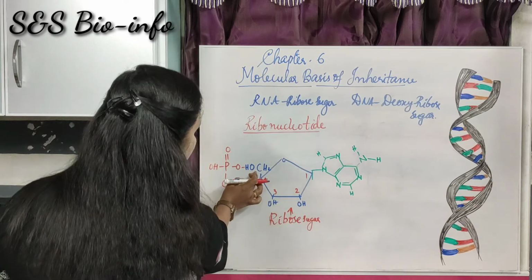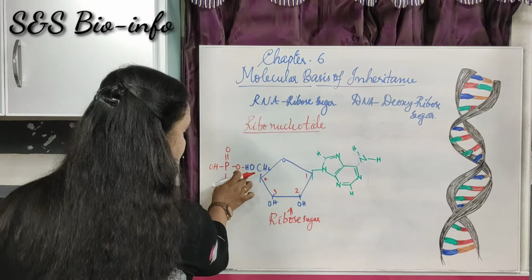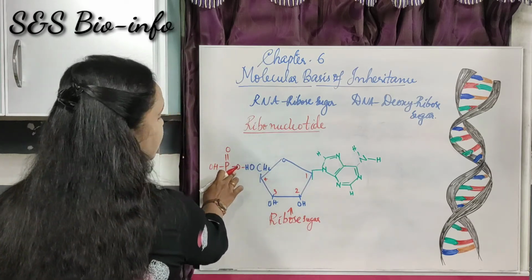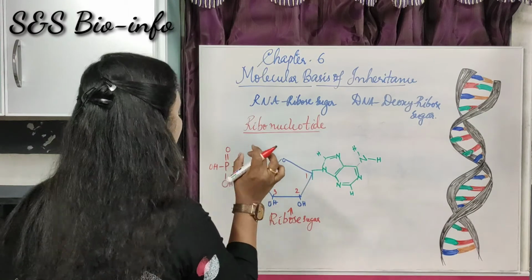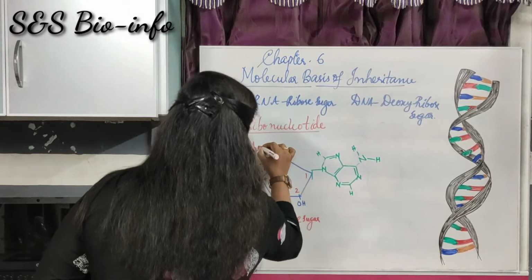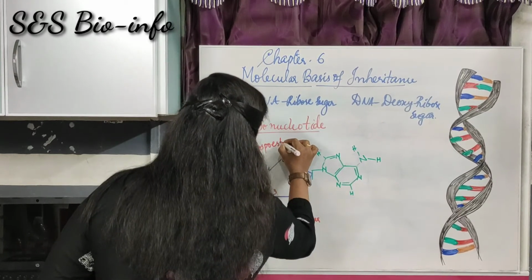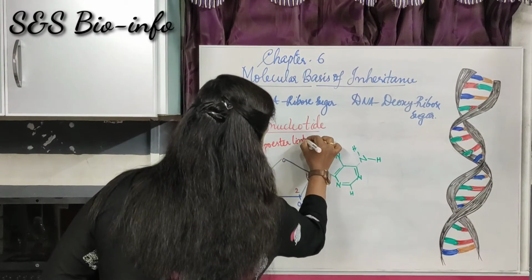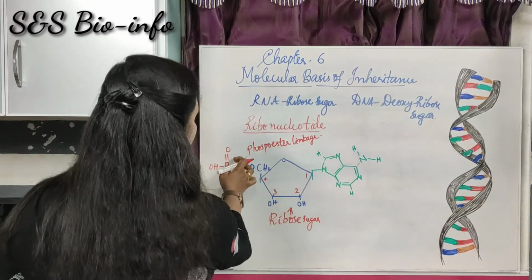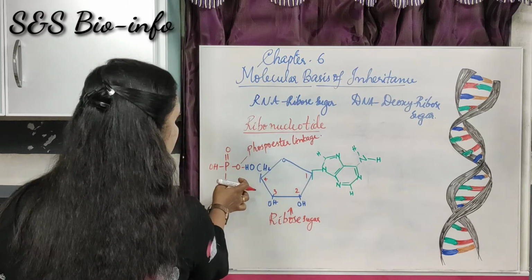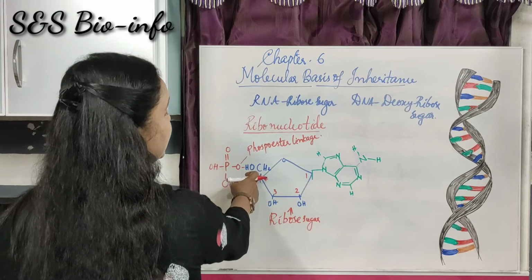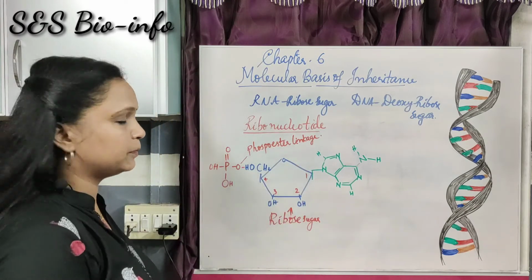The fifth carbon atom has an OH group. It has a reaction with the OH group of the phosphate group. So it forms as a phosphoester linkage. Okay, so here a phosphoester linkage bonds the phosphate group with the fifth carbon atom of the pentose sugar.